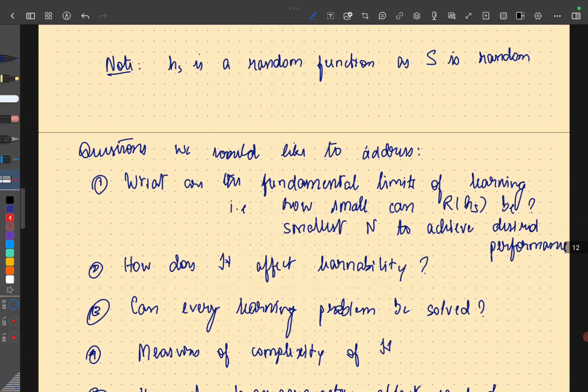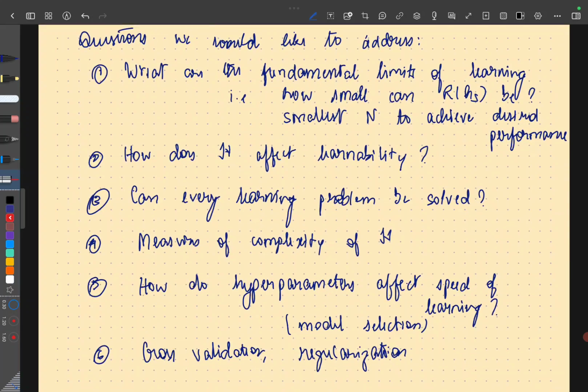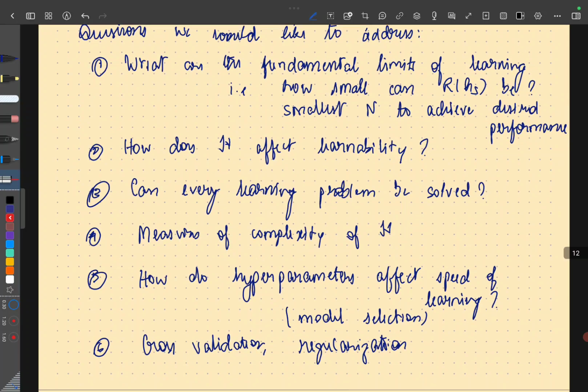Okay. So given this very high level framework that we have, there are a bunch of questions that we would like to answer. These are questions to which we'll provide at least a partial answer in a part of this course. The first question we would like to address is, what are the fundamental limits of learning?